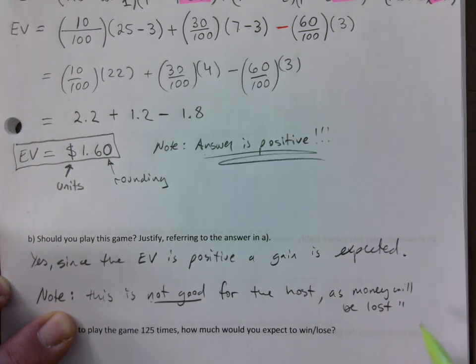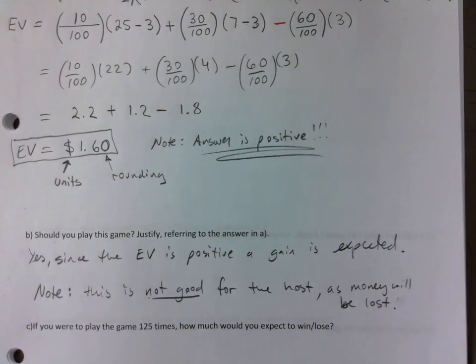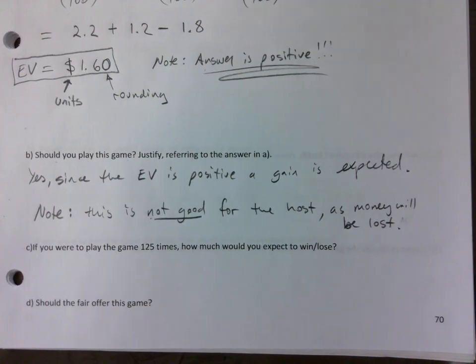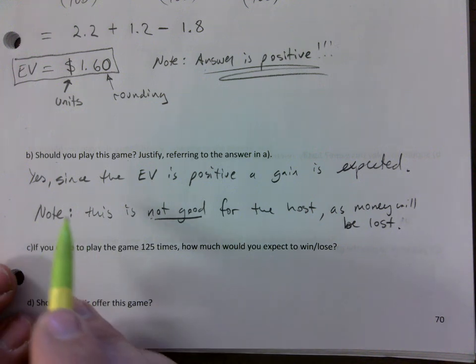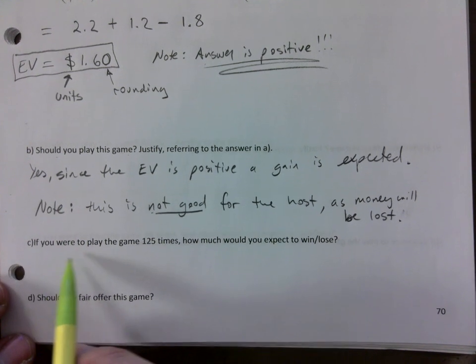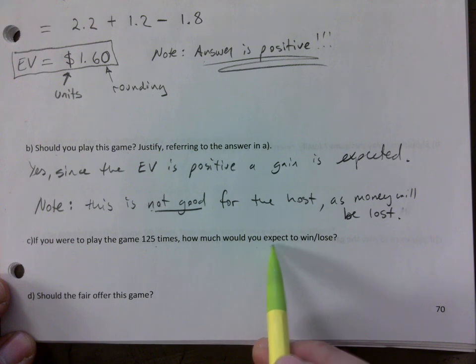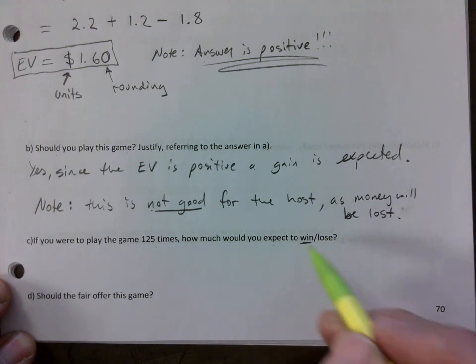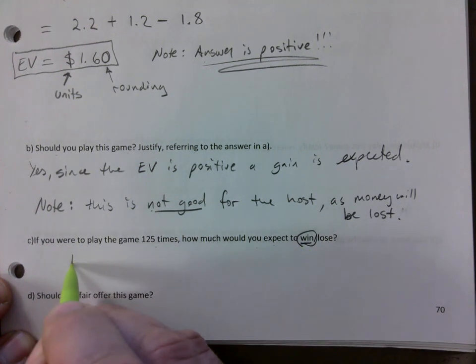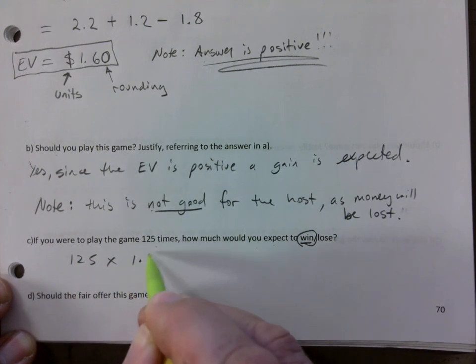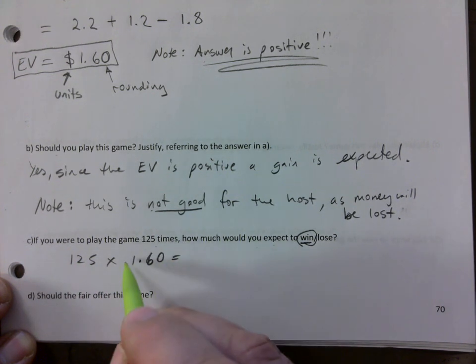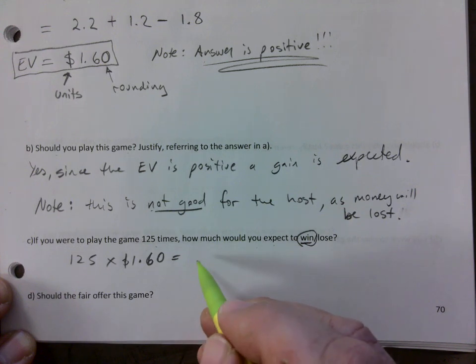I'm just adding this because a lot of students got that wrong, because they were like, oh yeah, it's positive. Of course it's good for the host. And it's like, actually for the host it's not, just for the player. Okay? If you were to play the game 125 times, how much would you expect to win or lose? So we determined there's a win here. So you would go 125 times the $1.60 that you're supposed to. So that would be $200.